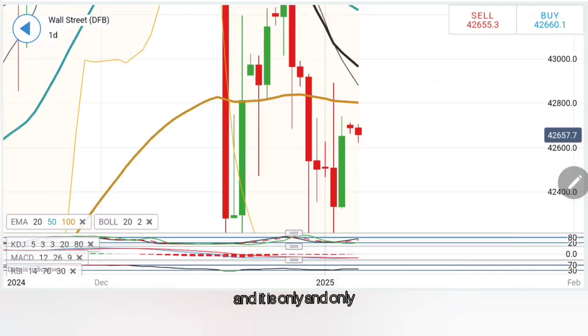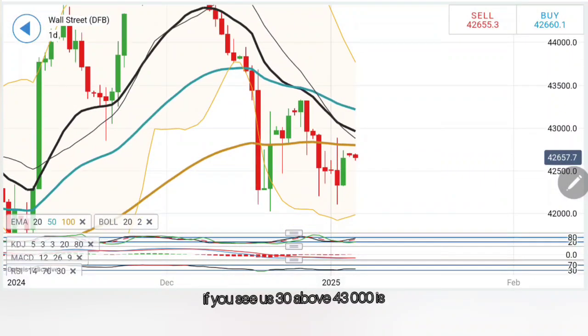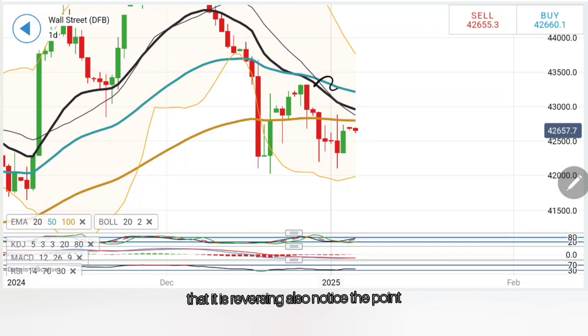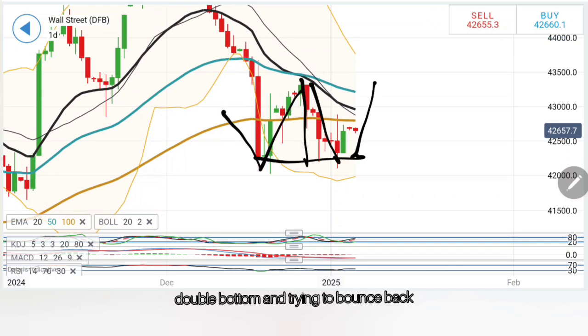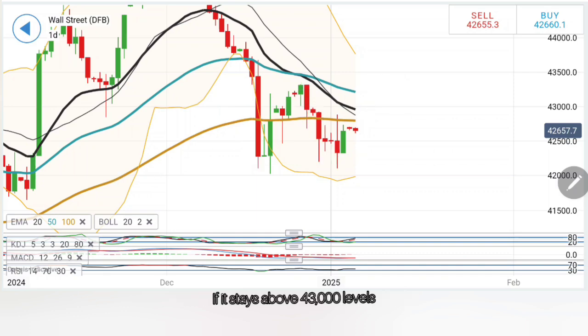And it is only and only if you see US30 above 43,000 is where you can confirm that it is reversing. Also notice the point here: drop, retracement, drop, double bottom, and trying to bounce back. So this reversal is going to be pretty strong. If it stays above 43,000 levels, we are looking forward to a greater rise.